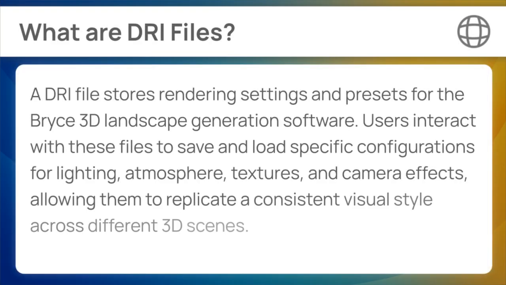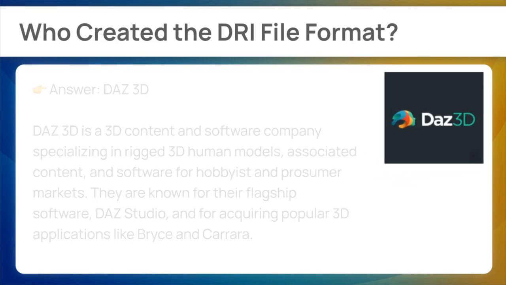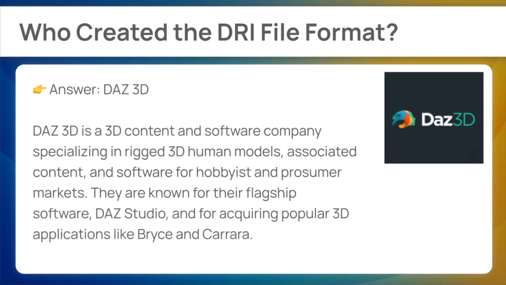A DRI file stores rendering settings and presets for the Bryce 3D landscape generation software. Users interact with these files to save and load specific configurations for lighting, atmosphere, textures, and camera effects, allowing them to replicate a consistent visual style across different 3D scenes.